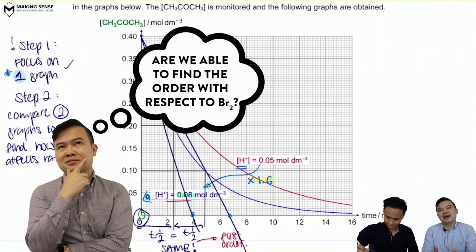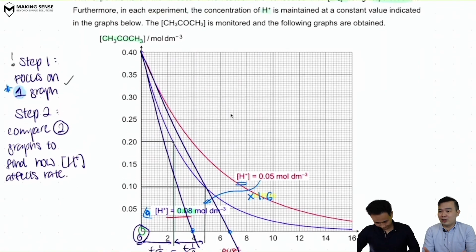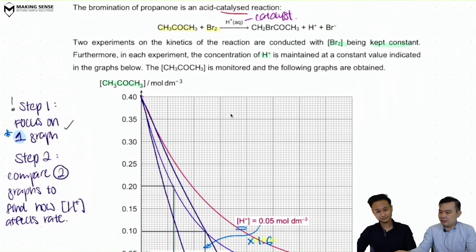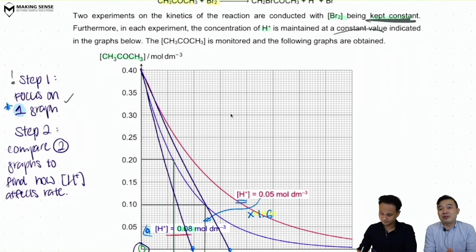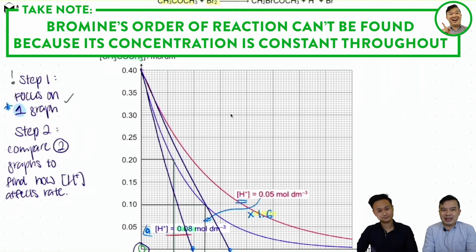That's right. Now, last one small thing. Do you think you can find the order with respect to Br2? The answer is probably going to be a no, because if you look at the question, your Br2 doesn't change with time. Yep. So therefore, at the end of the day, you are not going to be able to find the order with respect to Br2. We need more information for that to happen.